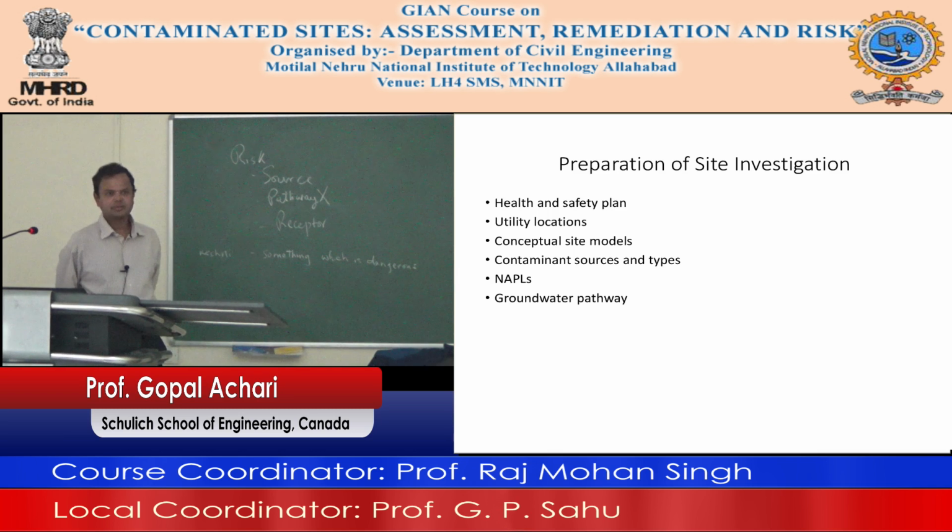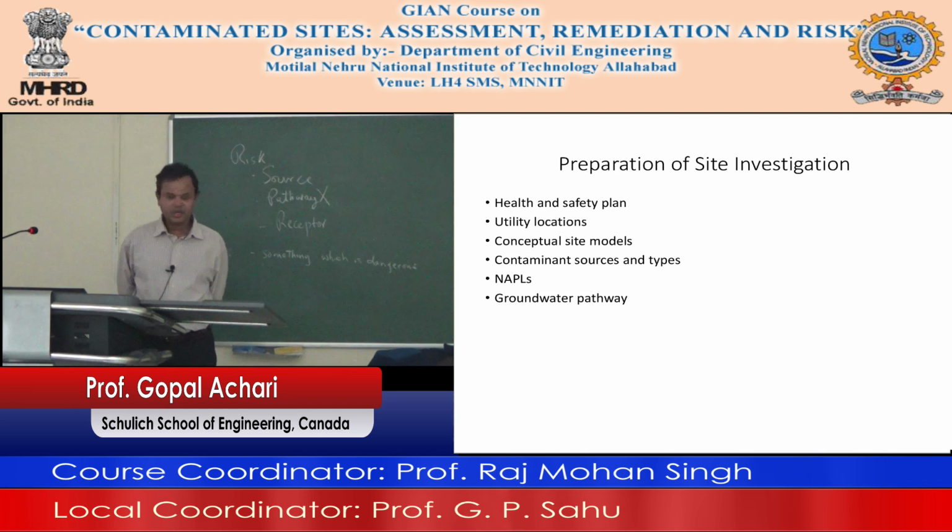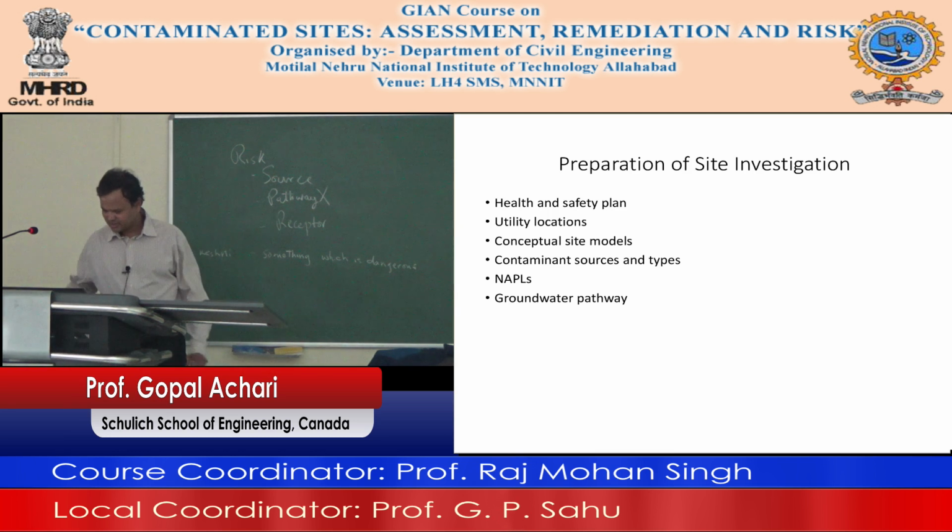Utility corridors, things like electricity and water and so on, where they go through the site. The CSM we talked about is at hand. Contaminant sources and types, NAPLs, groundwater pathways, all that you have worked out beforehand. This is just another example of a VOC going through the cracks in the house.